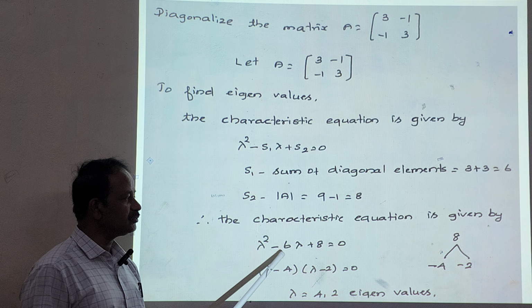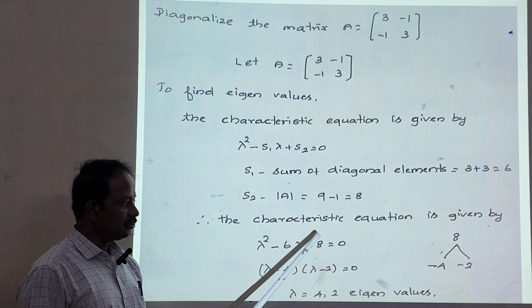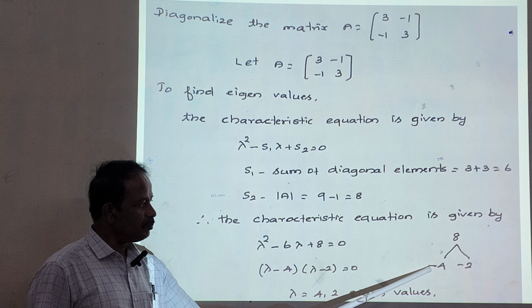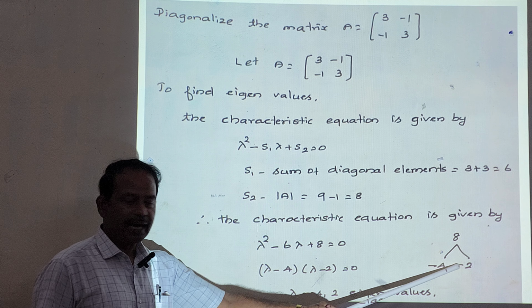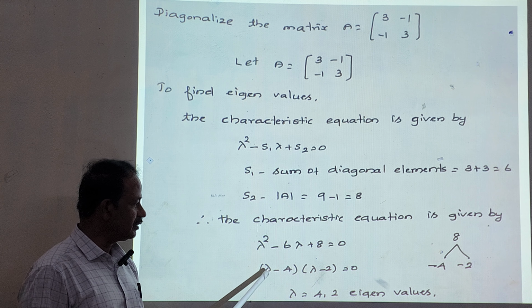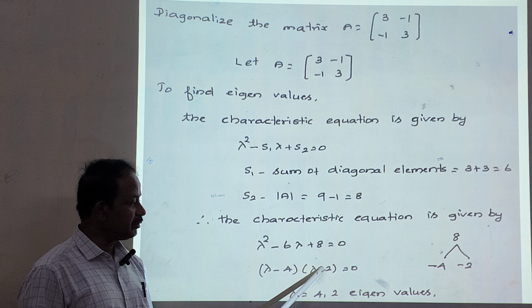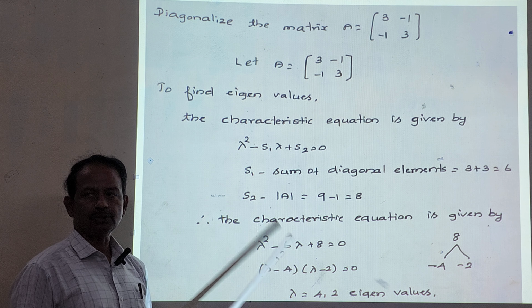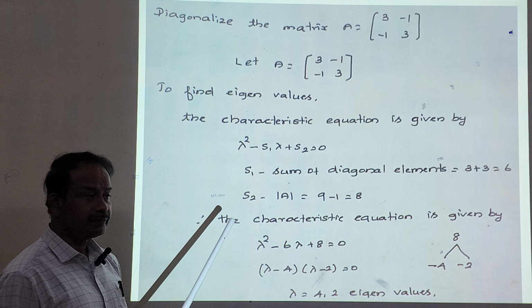Substitute the values of S1 and S2, we will have this. So 8, we are going to factorize this, so 8 will be minus 4 multiplied by minus 2. Add these two will give you minus 6. Multiply these two will give you plus 8. So lambda minus 4, lambda minus 2 equal to 0, so lambda equal to 4 comma 2. So those are all eigenvalues.